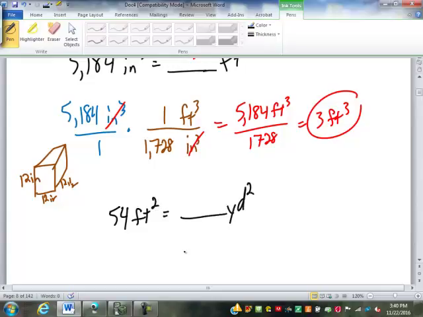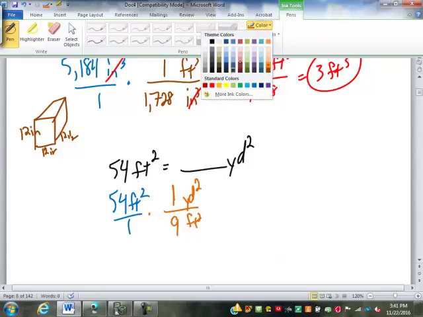Or one more example, 54 square feet going into square yards. Square feet on bottom, square yards on top. Yards are bigger, so it's 1 square yard. It's 3 by 3 or, careful, 9. 1 yard is 3 feet, so 3 times 3 would be just 9.